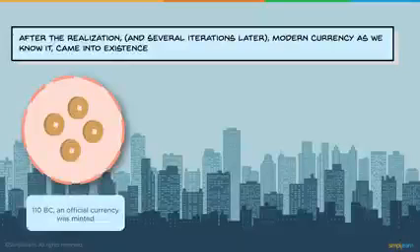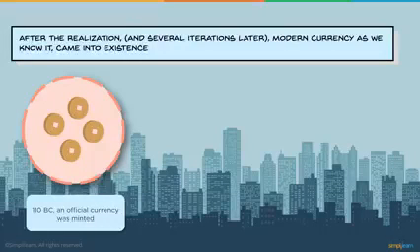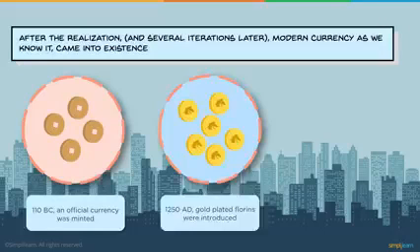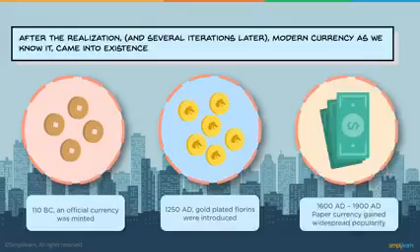After realizing that the barter system didn't work very well, currency went through a few iterations. In 110 BC, an official currency was minted. In 1250 AD, gold-plated florins were introduced, and this was used across Europe. And from 1600 AD to 1900 AD, paper currency gained widespread popularity and was used across the world. This is how modern currency, as we know it, came into existence.